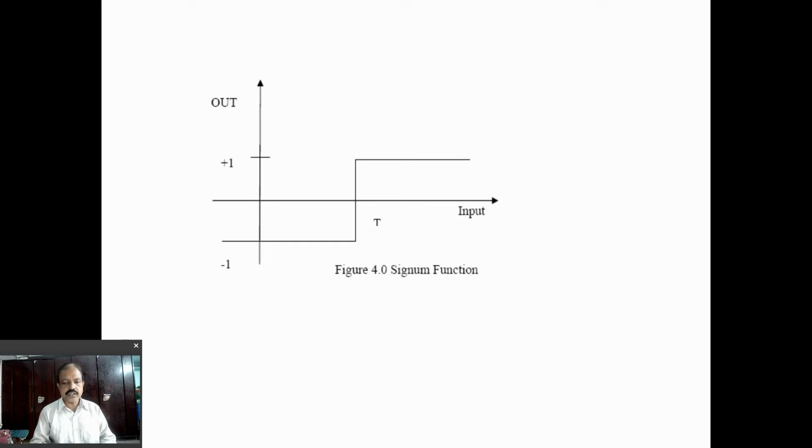So the signum function is represented here. You can see it here. If it is less than or equal to t, then it is equal to minus 1. And if it is greater than t, then it is plus 1. So this is the signum function we are using.